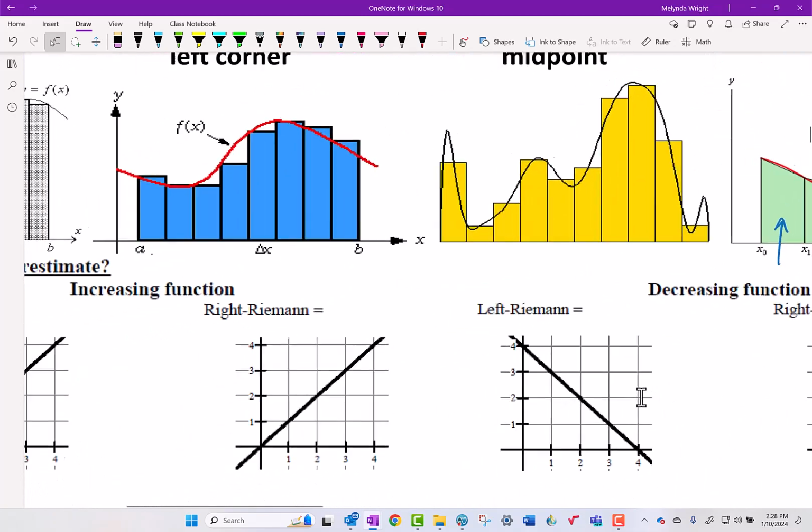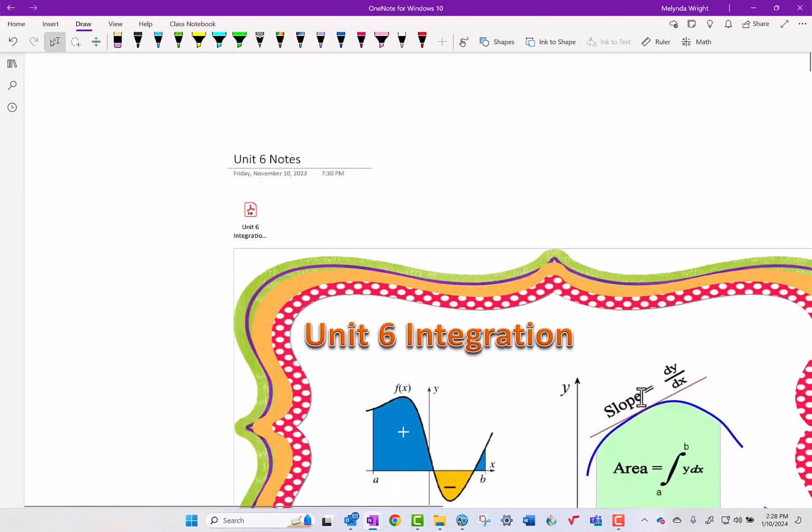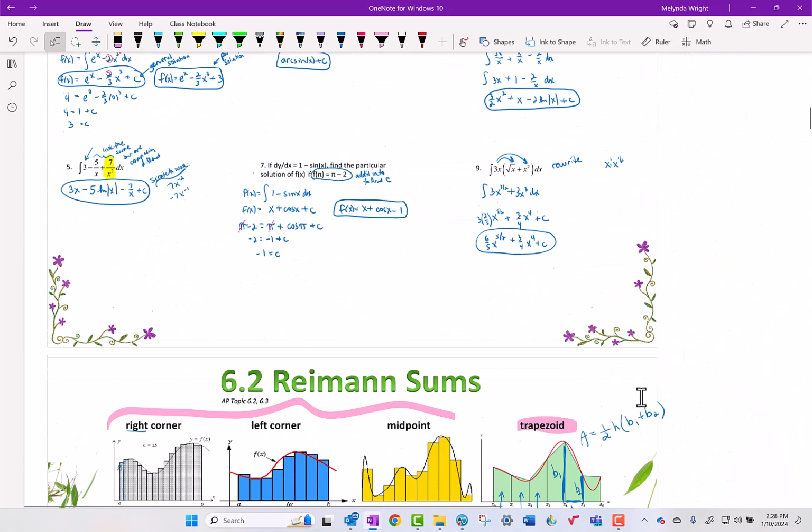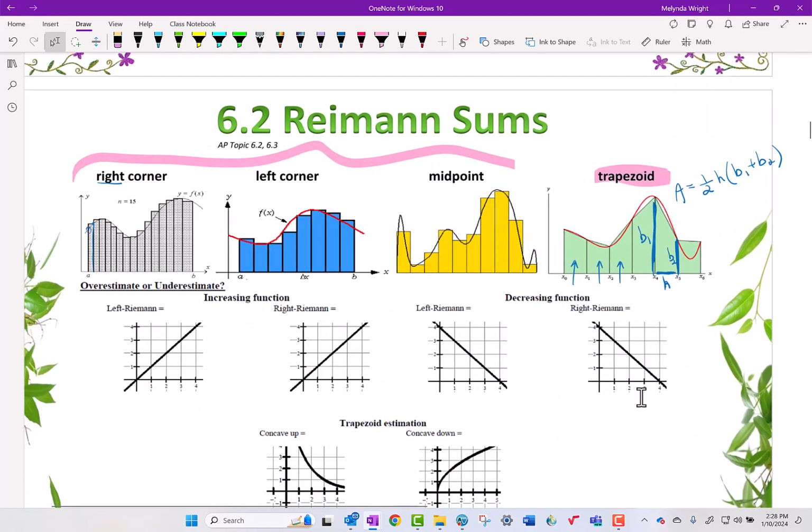Okay, so first of all, I want to ask, are there any questions about these four kinds of approximation techniques I've talked about: the left Riemann sum, the right Riemann sum, the midpoint Riemann sum, or the trapezoid?